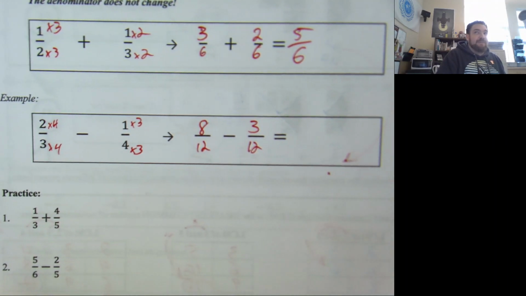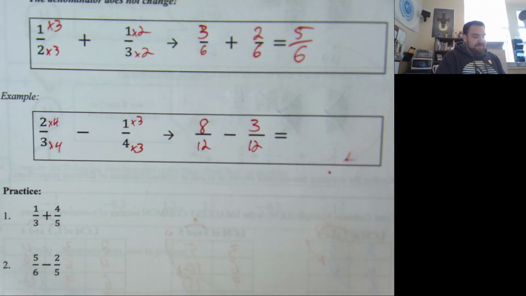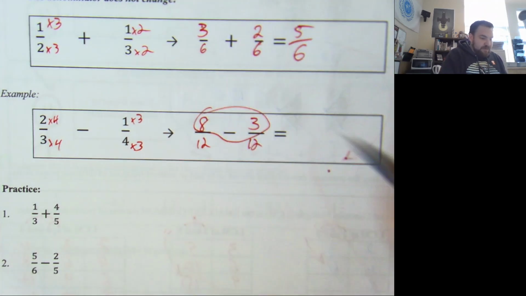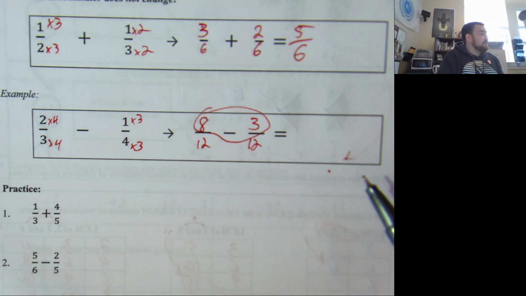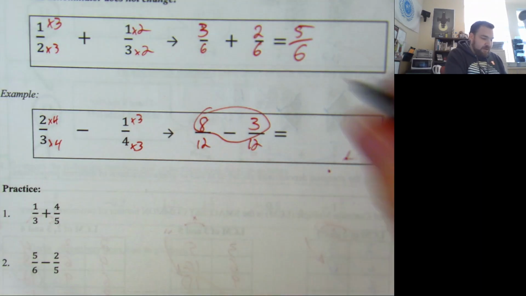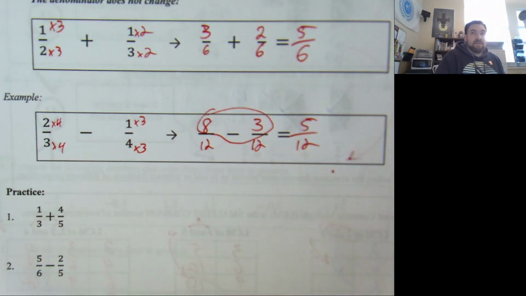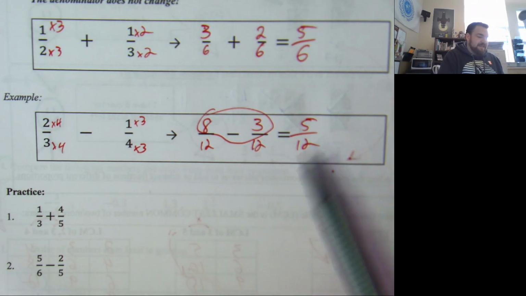Pretty soon I am going to give you back your calculators, but not yet. So now we're just going to subtract the numerators. 8 minus 3 is? 5. All over 12. Thank you, Hassan. Or Harsh. No, this one's subtraction because of that big sign right there.